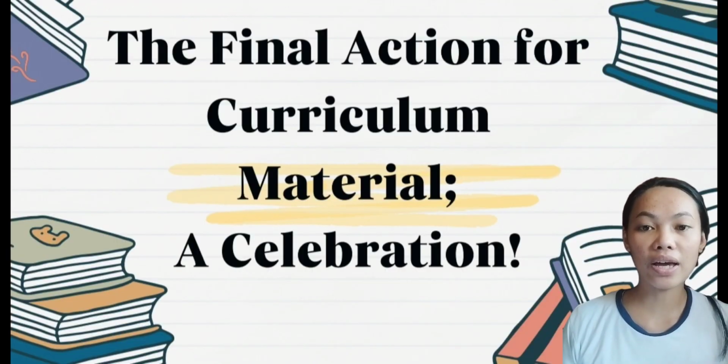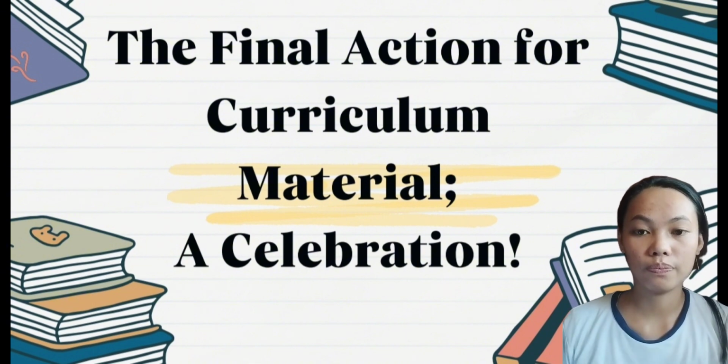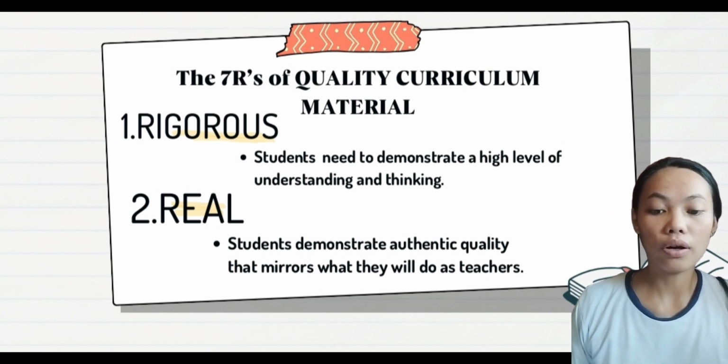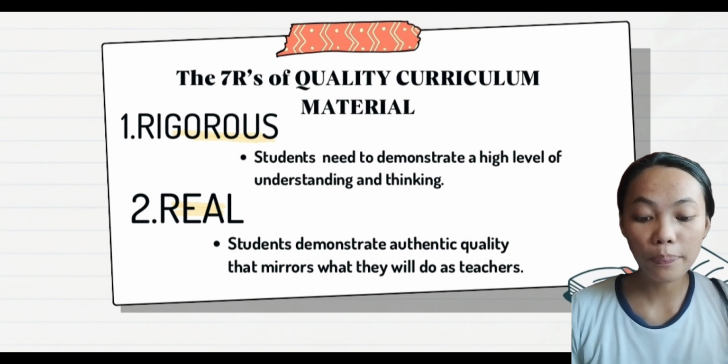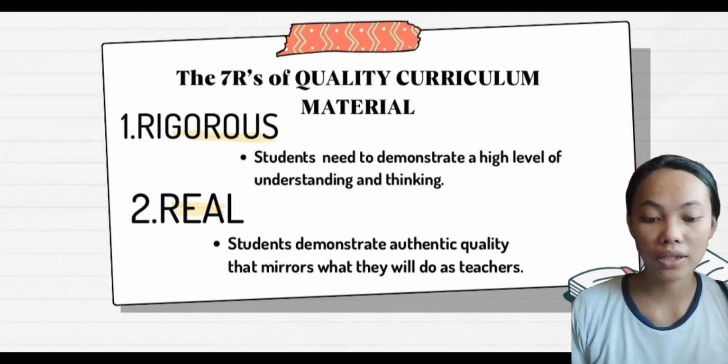So the last lesson that I assigned is the final action for curriculum material and celebrations. The next slide has the 7 Rs of quality curriculum materials. They are rigorous, real, requires independence, rich in thinking, revealing, rewarding, and reflective.